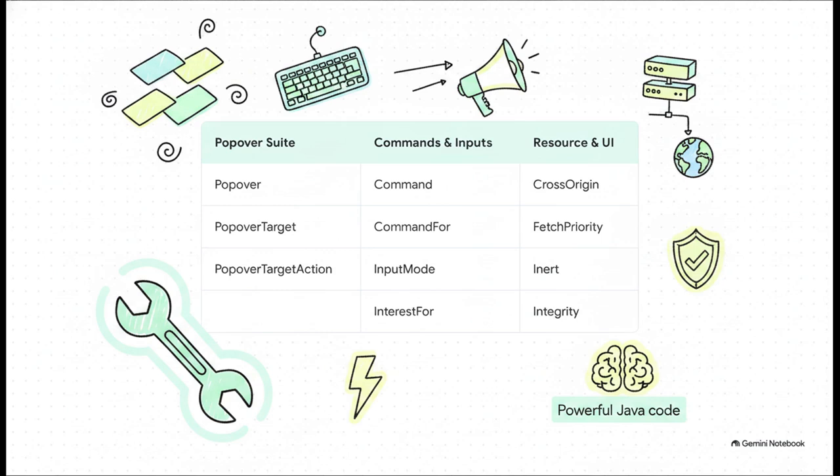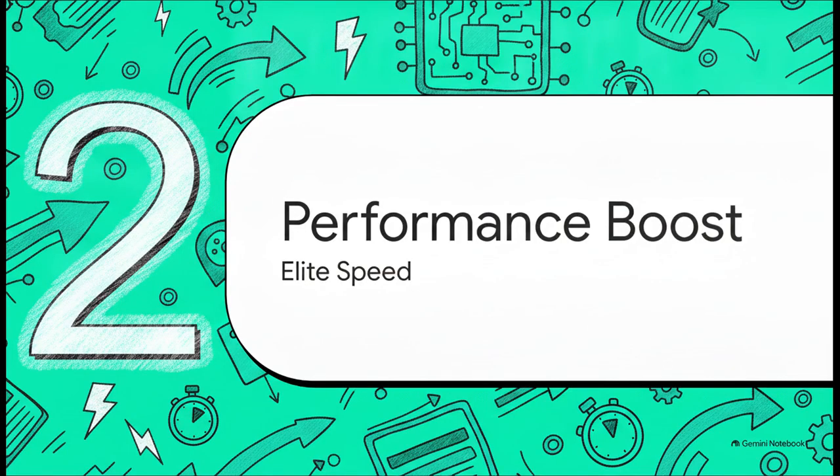We also get native support for new commands and inputs, so things like command, command for, input mode, and interest for. And over under resource and UI control, wffweb now includes some incredibly powerful HTML tools like cross-origin, fetch priority, inert, and integrity, all directly accessible right in your Java code. It's a real game changer. Let's move to Section 2, Client-Side Performance Boost, delivering elite speed.